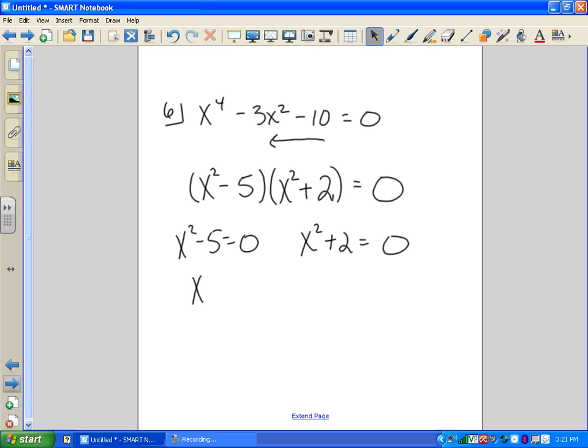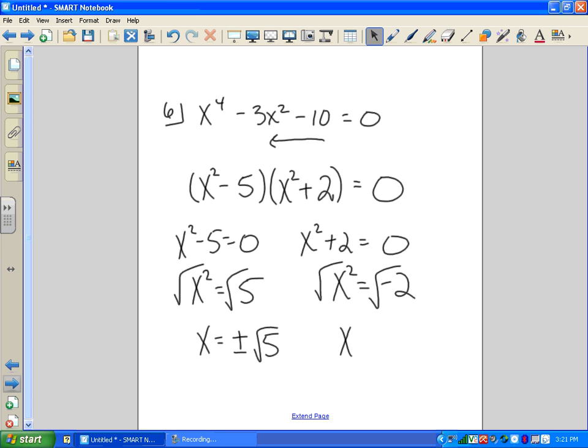So add 5 here to the right side, that's going to give me a positive 5. And we'll take the square root. So that won't simplify. That'll just be plus or minus the square root of 5. Okay, over here we're going to subtract 2, so that's going to make that negative 2. And so when we take the square root of negative 2 here, that's going to be plus or minus i square root of 2.